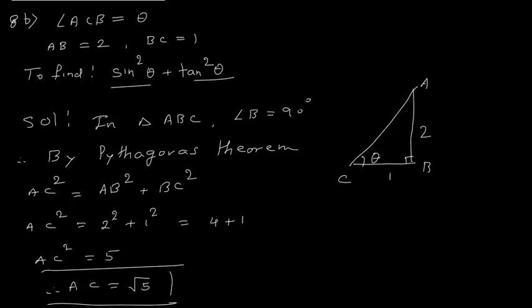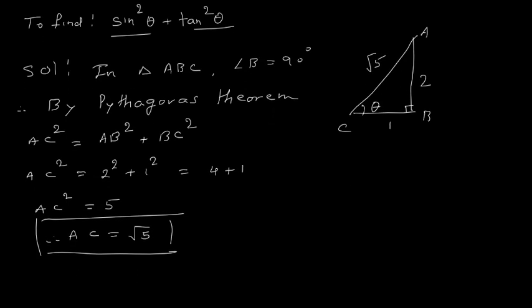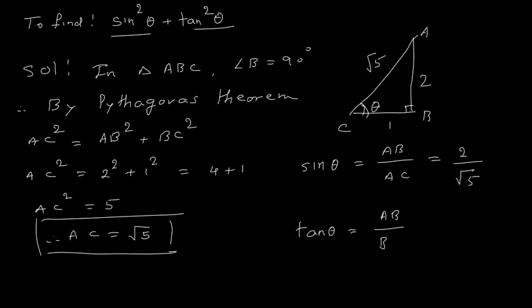This is the value of AC. So this is a square root of 5. Now sin square theta plus tan square theta. So first find sin theta. Sin theta is AB upon AC, that is opposite side of angle theta and hypotenuse. Value of AB is 2, value of AC is root 5. And value of tan theta is opposite, which is AB, upon adjacent, which is BC. Value of AB is 2, value of BC is 1.